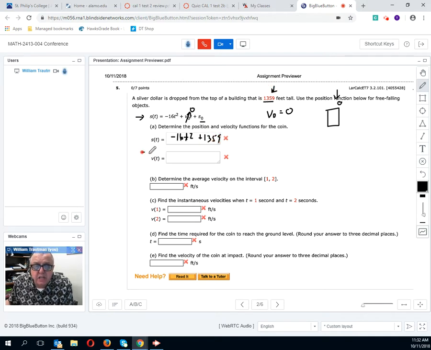Now, to find the velocity function is taking the derivative of the position function. So the derivative of negative 16t squared, you bring the 2 in front and you get negative 32t. And the derivative of a constant is 0. So my answer for the velocity function is just negative 32t. And that's all. I'm going to leave it there now. Then they say, plug 1 in or plug 2 into the velocity function and so on. I don't think I'm too worried about the other questions here.